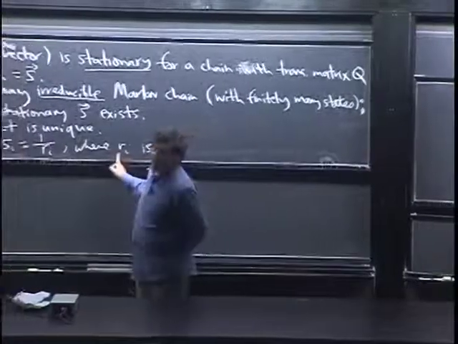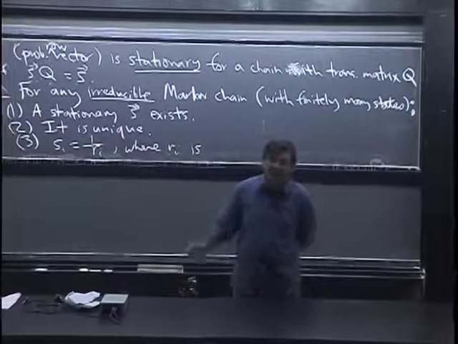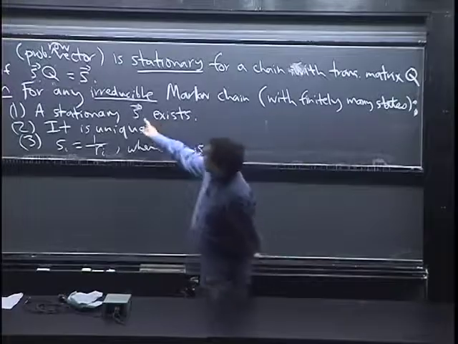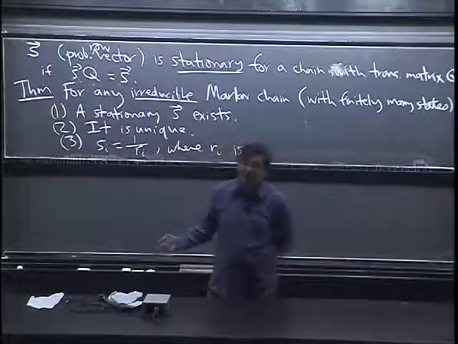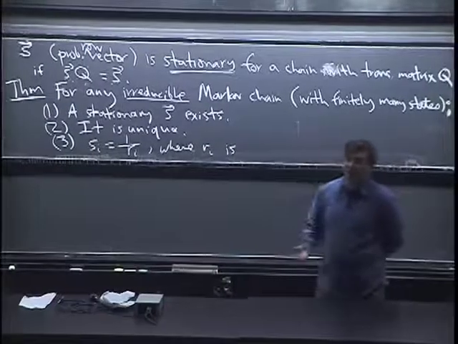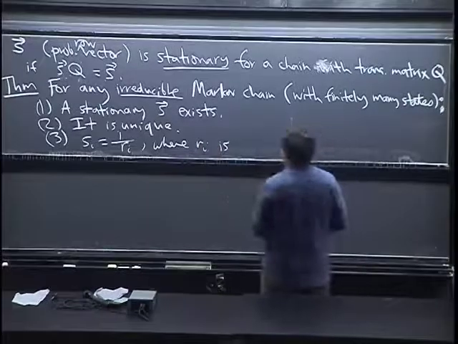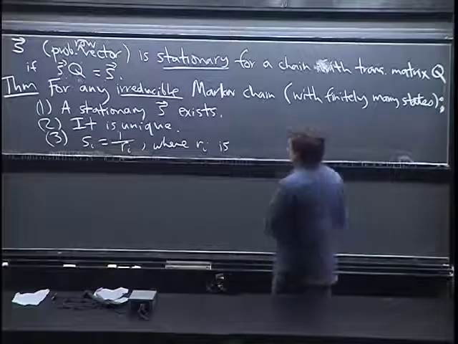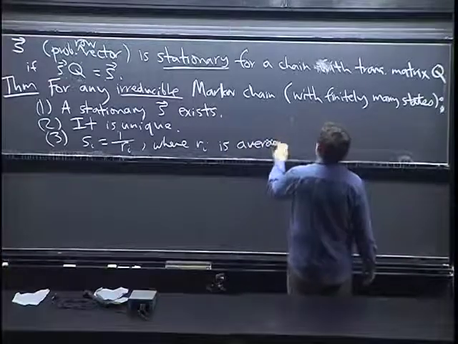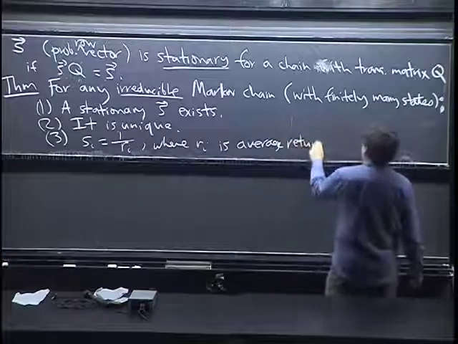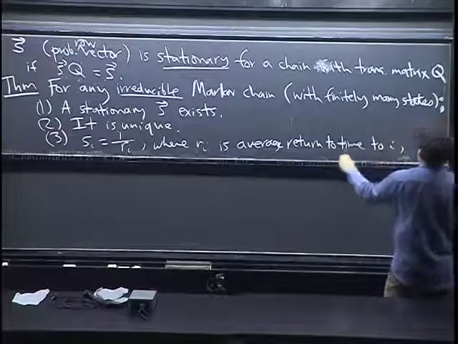So R_i is an expected value. It says if you start the chain at state i and let it run, since it's irreducible, and in the finite case that also means it's recurrent, eventually it's going to come back to state i, and you want to know how long it takes. On average, by definition, that's R_i, and that's the reciprocal of the stationary distribution. So I'll just say that's the average return time. That is, how many steps does it take to return to i if the chain starts at i?